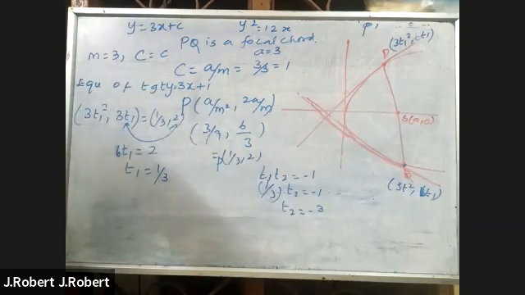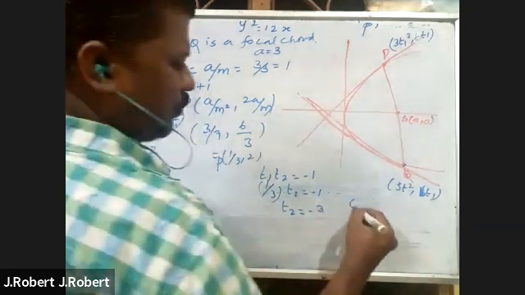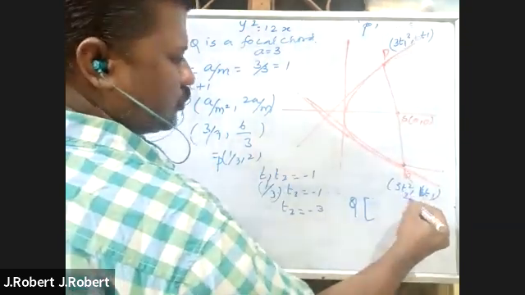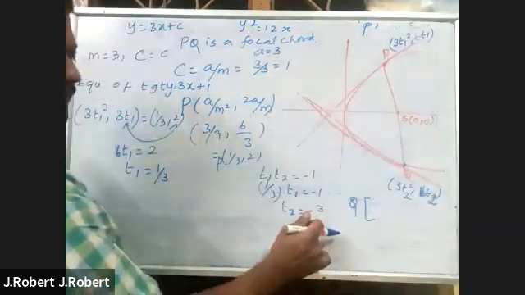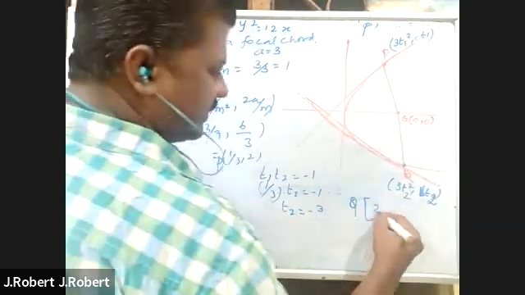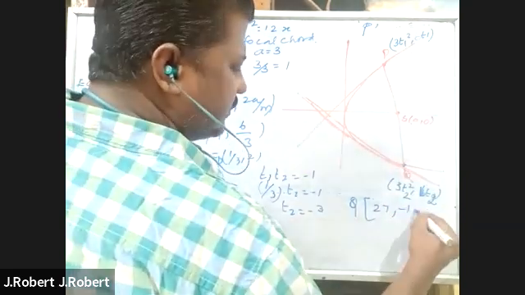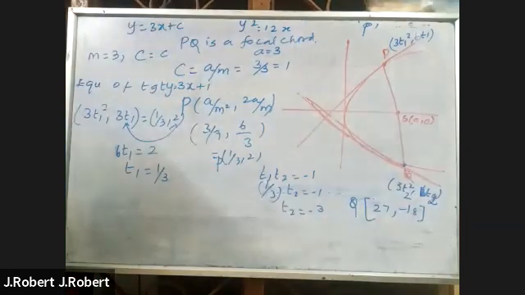Sorry. Our T2 is -3, found. Now we can find this Q point. Your T2 square, this is called T2. That is T1 T2, this is called -3 square is 9, 9 3s are 27. Comma -3 into 6 which is equal to -18. We'll get the Q point as 27 comma -18.